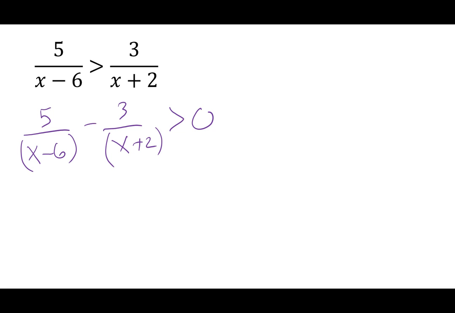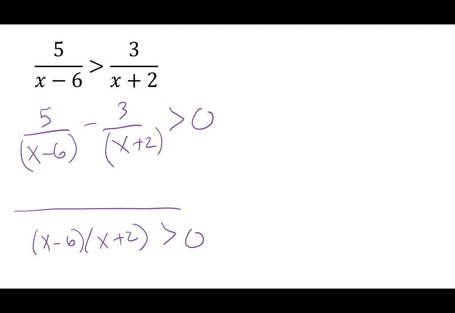We have to go ahead and find a common denominator, and the common denominator of x minus 6 and x plus 2 would, of course, be those two things multiplied times each other. In order to turn that into a common denominator, you would have to multiply this expression here times x plus 2 over x plus 2, which is why we're going to wind up with 5 times x plus 2.